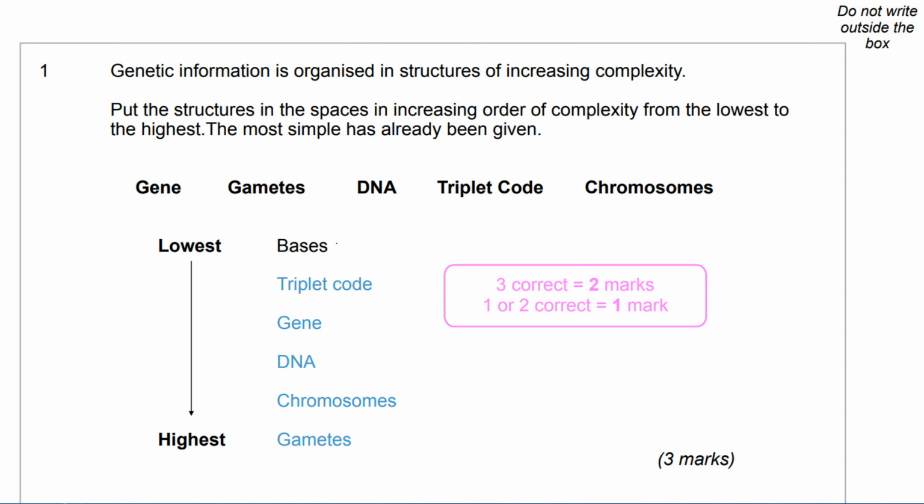So the bases, of which there are 4 different types, remember adenine, thymine, cytosine and guanine, shown as A, T, C and G, often in diagrams. There are 4 of them. The triplet code would be 3 of these bases joining together. The triplet codes would then join together to make a small section of DNA called a gene. The DNA itself then is all of these genes together. The DNA then curls itself up into the shapes of chromosomes, and the chromosomes would be found inside the nucleus of the gamete cells like a sperm or an egg.